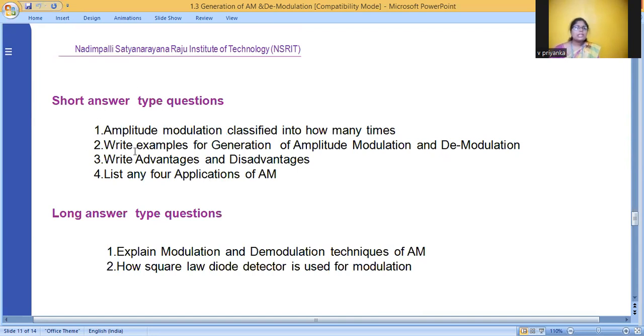And these are the short answer type questions from this topic. Amplitude modulation is classified into how many types? In the first one, we have to write the answer. Write examples of generation of amplitude modulation and demodulation. For generation of amplitude modulation, the first slide of the session is the answer.